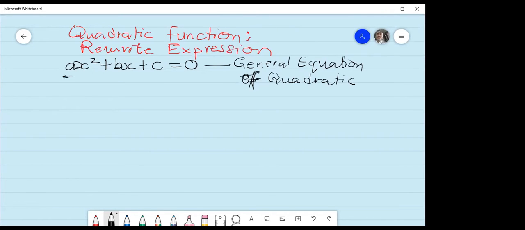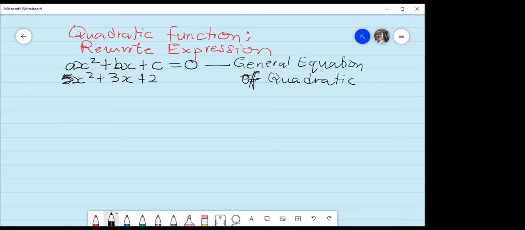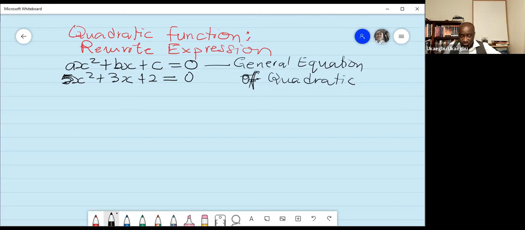5x squared plus 3x plus 2. Oh, you want to equal something? Yeah, equal to 0. Yes, so we have to write it this way. Or if you don't want to write it this way, you will write it as f of x, which is a function, equal to 5x squared plus 3x plus 2. It's a function, all right? That's why it's called a quadratic function. So that's a typical example.